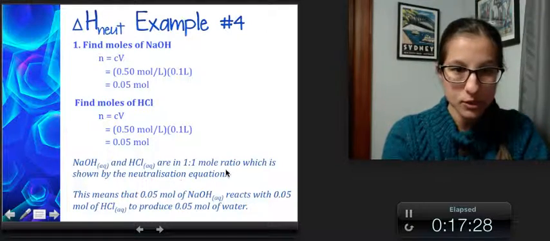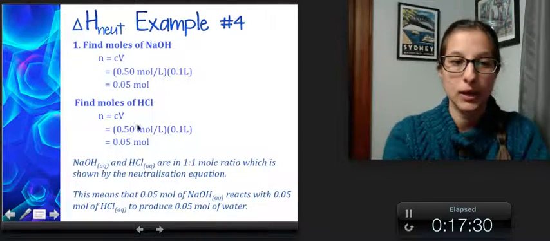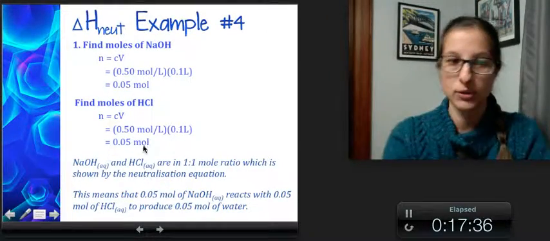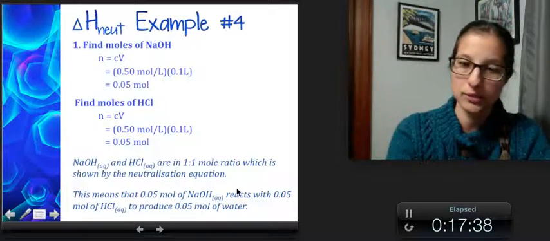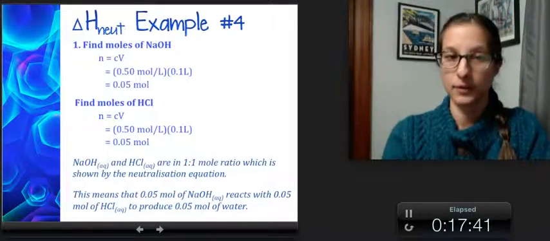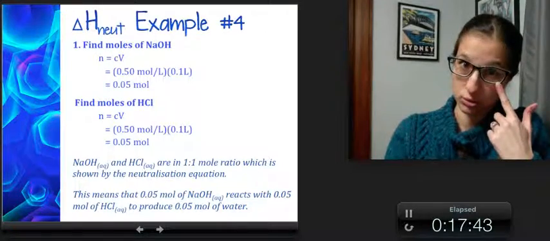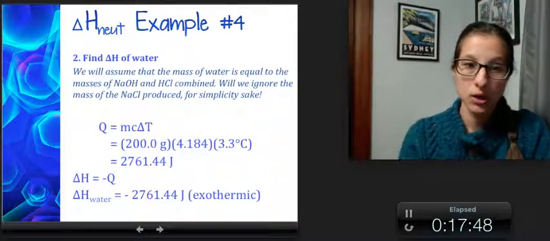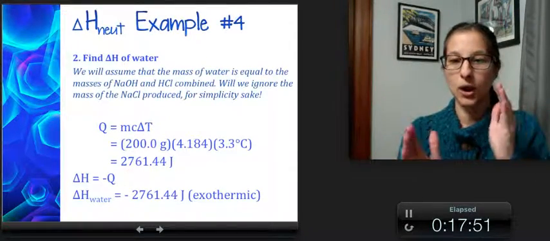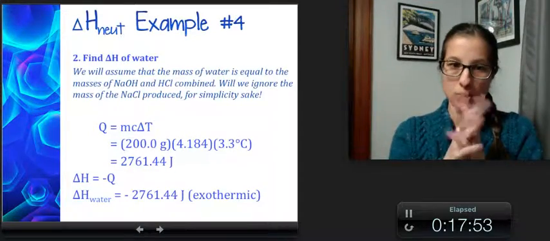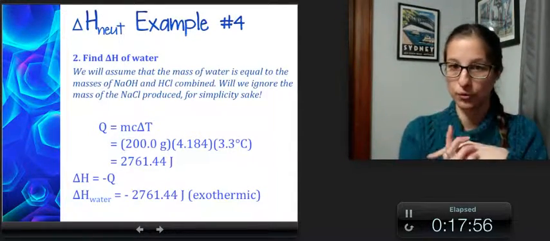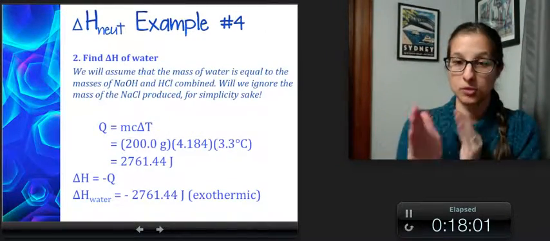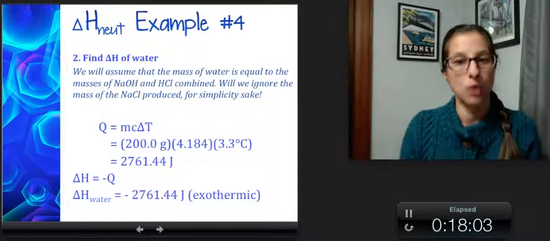So I say here that because you have one of these, 1 mole is going to react with 1 mole, so 0.05 moles reacts with 0.05 moles. That's just explaining ratios for you, which hopefully, because you're in grade 12, you already know. All right. So now we find the delta H of water. You're going to assume that you are adding these two solutions together, so the volume of water is equal to their two volumes added together. It was 100 milliliters of this and 100 milliliters of that. So you put them together, that's 200 milliliters.